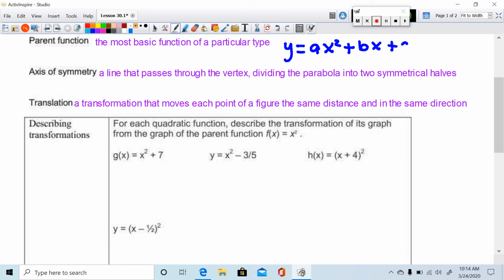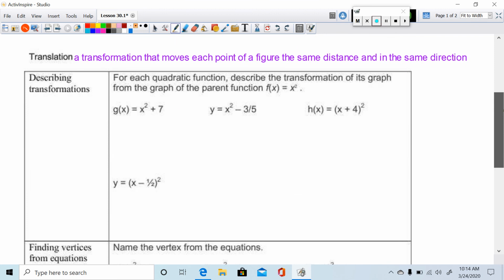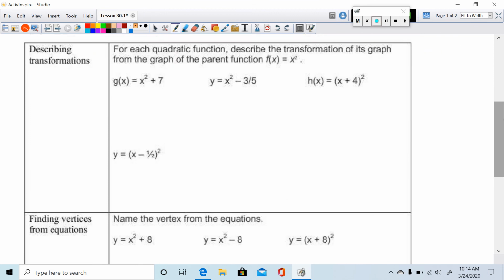plus c. The axis of symmetry is a line that passes through the vertex, dividing the parabola into two symmetrical halves. And a translation is a transformation that moves each point of a figure the same distance and in the same direction. So the first thing we're going to do is talk about describing transformations. It says for each quadratic function, describe the transformation of its graph from the graph of the parent function, f of x equals x squared.